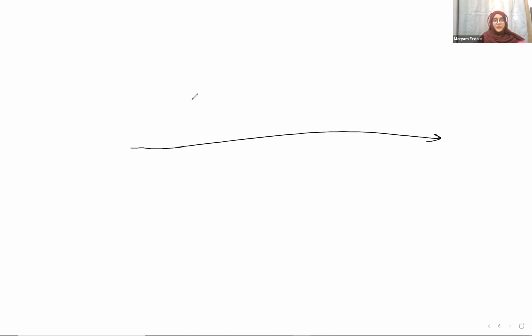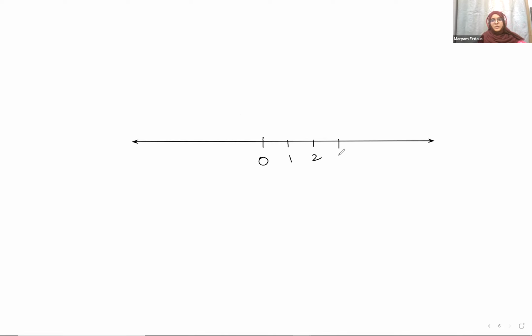We say this. For example, this is my number line. Or let's say it's not a number line. It's something where you and I are both standing. Okay. So let's say this is 1, 2, 3, this is 4, 5. So, Hiba, you are standing over here. Okay? You are standing at number 5. What is your distance from the origin? The 0 is called origin. Okay? What is your distance from the origin? 5. Yes, 5 units. Your distance from the origin is 5 units.